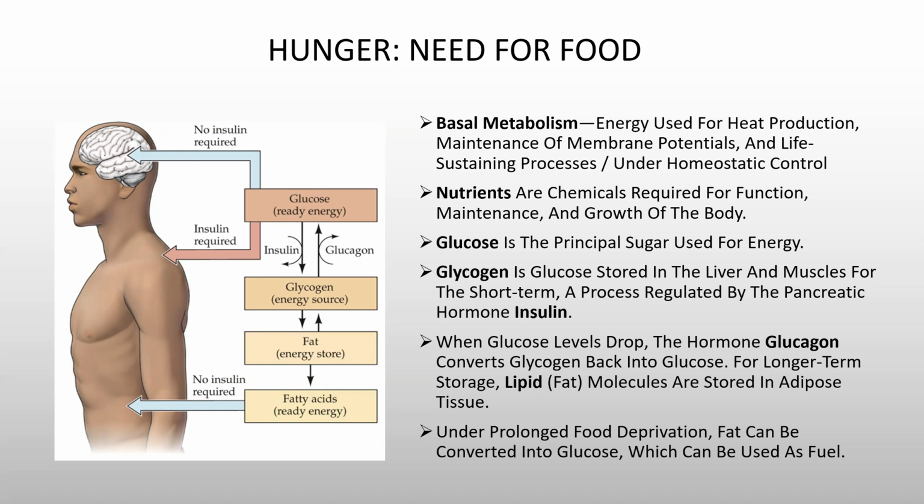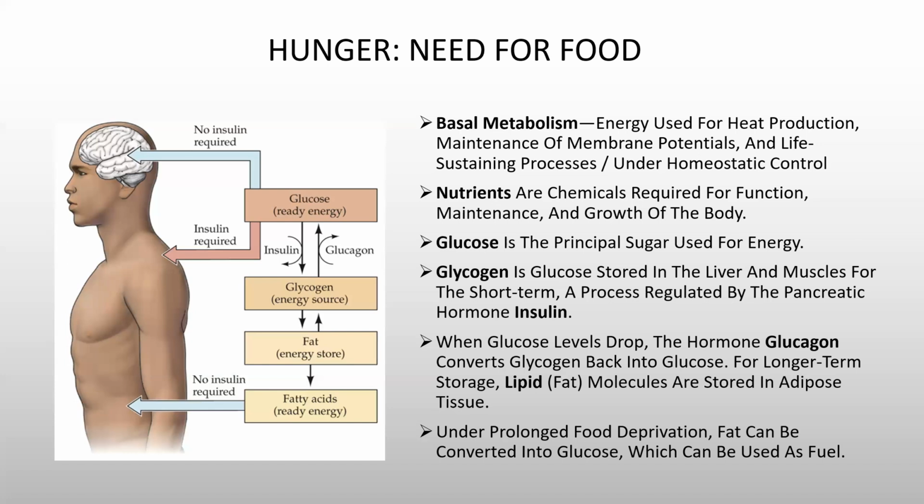Nutrients are chemicals required for function, maintenance, and growth of the body. Glucose is also extremely important, being the principal sugar used for energy. Glycogen is glucose stored in the liver and muscles for the short term, a process regulated by the pancreatic hormone insulin. And you see this also in the figure on the left-hand side.